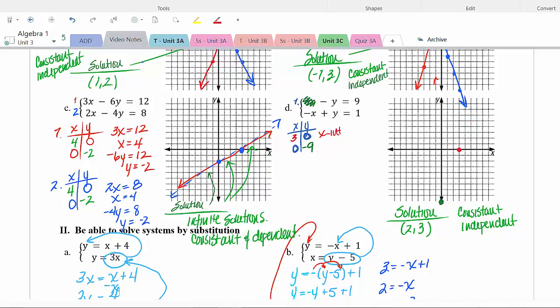I'll grab a black line just to switch it up so you can see the points I did. And I'm going to go ahead and graph. Okay. Pretty simple. That's how you would graph with that one.